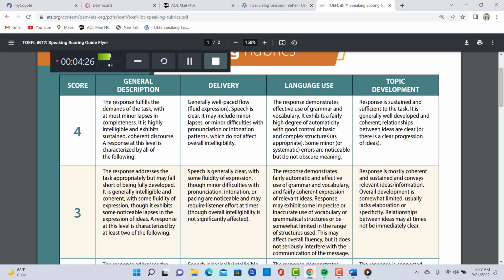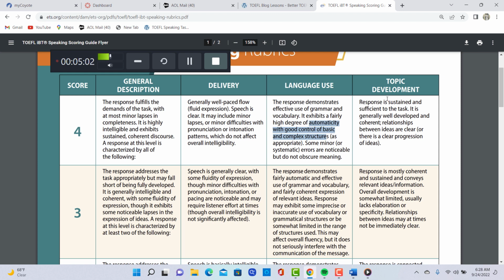Response demonstrates effective use of grammar and vocabulary. It exhibits a high degree of automaticity with good control of basic and complex structures. Yes, it seemed like the grammar and the vocabulary that you used was natural, and you didn't have a lot of unnecessary pauses and hesitations as you were trying to complete your response. Some minor or systematic errors are noticeable, but do not obscure meaning. You had the problem, I think, with the "to" versus "so." That was it. So I think you did well in that area.